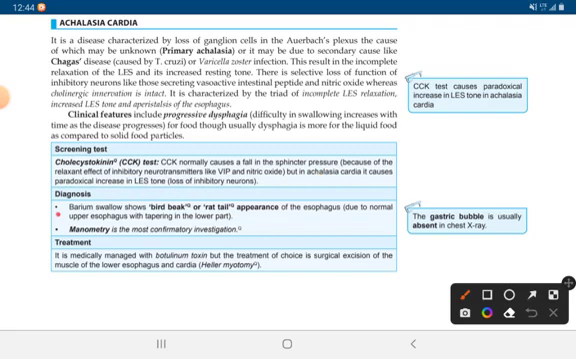The diagnosis is by barium swallow, which shows the bird beak or rat tail appearance of the esophagus due to a normal upper esophagus with tapering in the lower part. Manometry is the most confirmatory investigation. The gastric bubble is usually absent in the chest X-ray. The treatment is medical management with botulinum toxin, but the treatment of choice is surgical excision of the muscle of the lower esophagus and the cardia, the Heller myotomy.